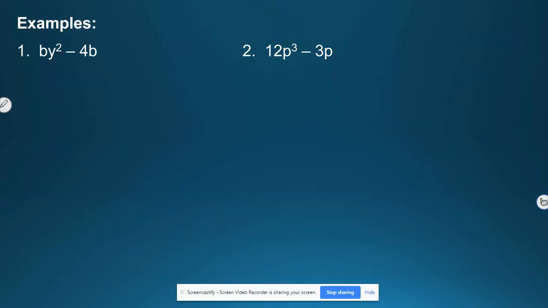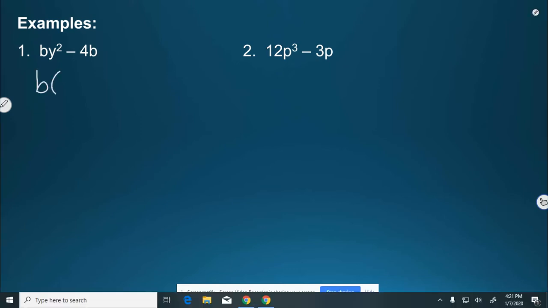All right, so here is our first example. We have by squared minus 4b. Notice right away that both terms have 1b. So that is going to be our common monomial factor that we can take out. So we factor out b, and we're left with y squared minus 4, because b times y squared is by squared, and b times 4 is 4b.